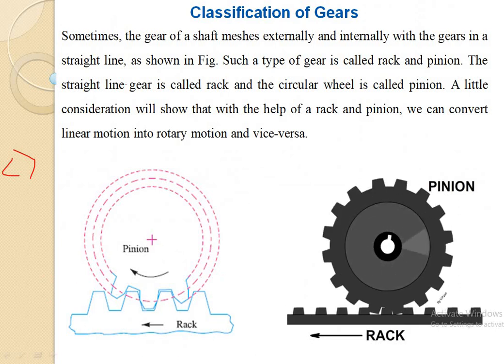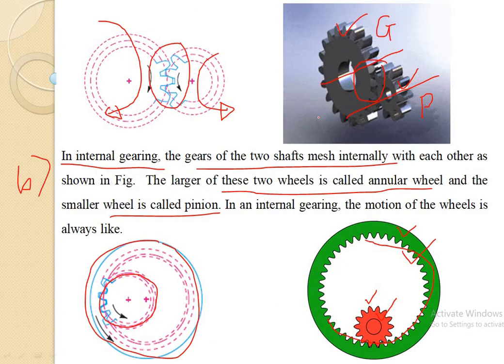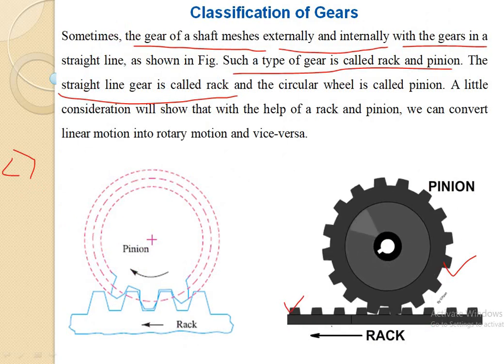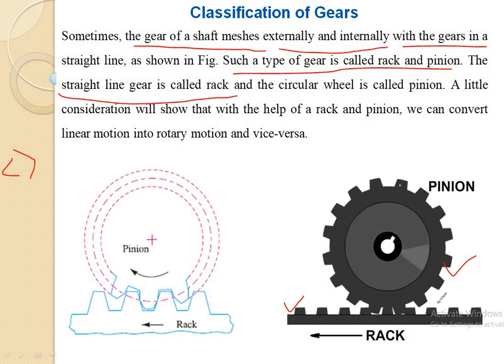Now in case of rack and pinion, sometimes the gear of a shaft meshes or engages with the gears in a straight line. Now in this case it is an external meshing. This is one gear and this is another gear. This is an external meshing, but with the gears in a straight line. Such a type of gear is called the rack and pinion. This straight line gear is called the rack, and this circular wheel is called the pinion.